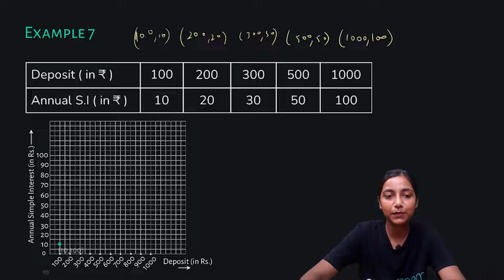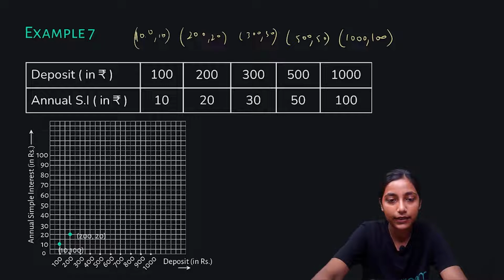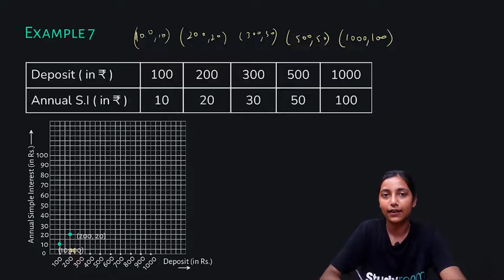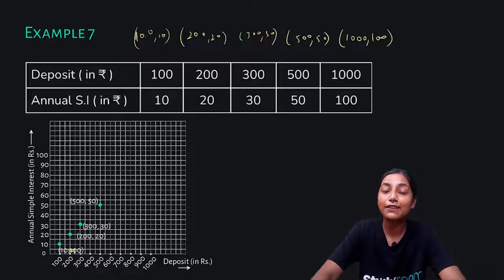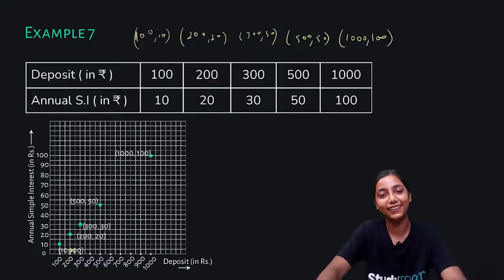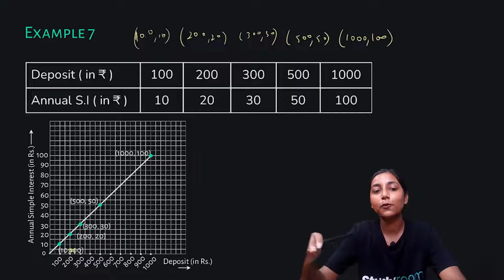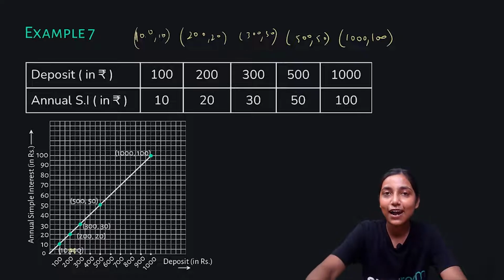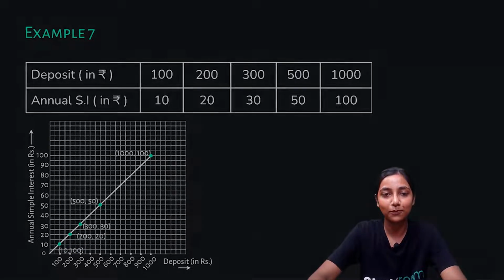So this is going to be somewhat like 10, 100 here, 100, 10 here. This is 100, 10, right? 200, 20 here, 300, 30 here. If you plot, you will get your 500, 50 here, 500 from this side, 50 to the upward side, and 1000, 100 here. Join all these points with the origin, you get your graph. So this is your graph that you had to plot.